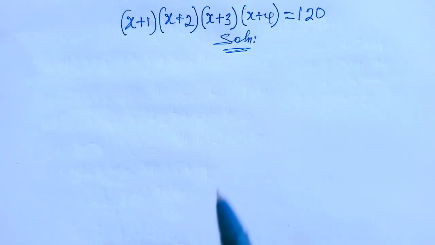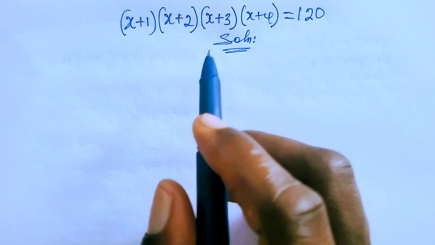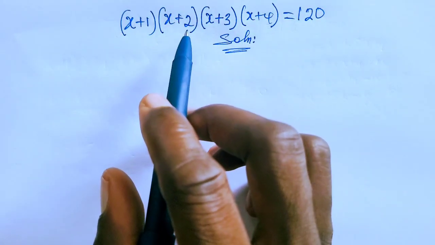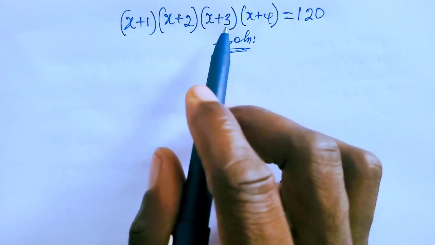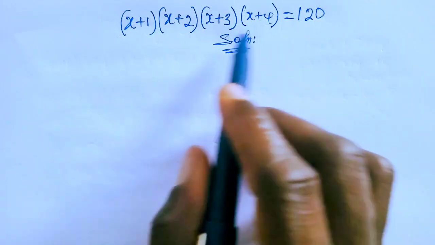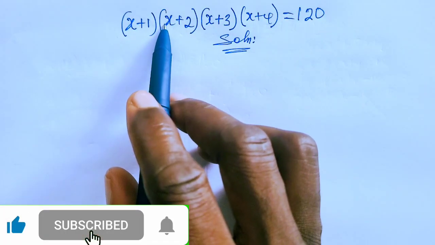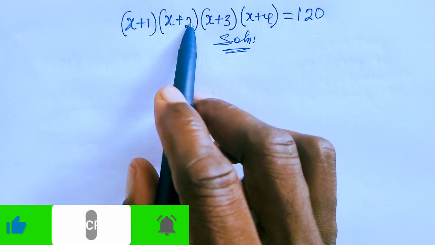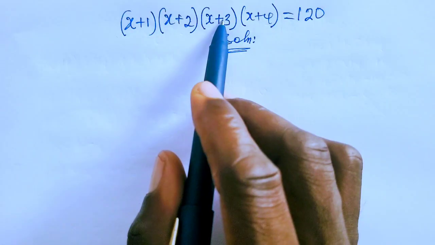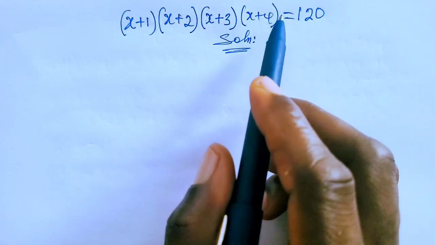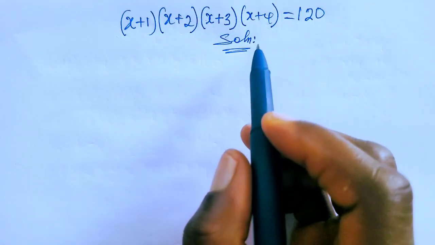Welcome to my channel. In this video, I'm going to teach you how to solve this interesting Maths Olympiad binomial equation before us. We have (x + 1)(x + 2)(x + 3)(x + 4) = 120.